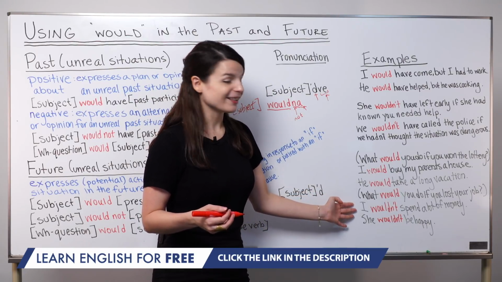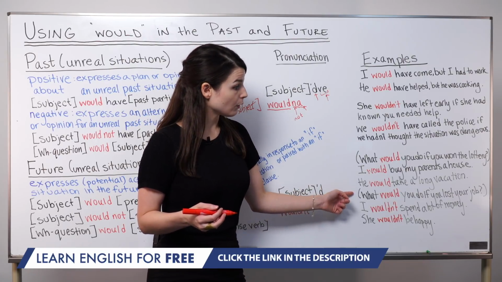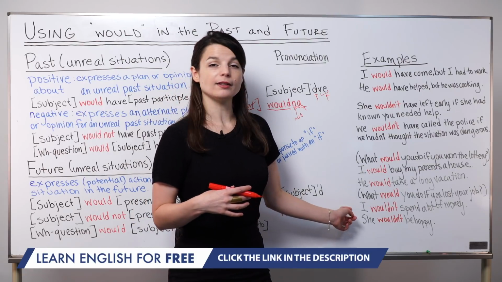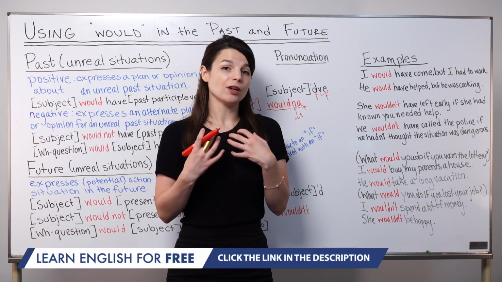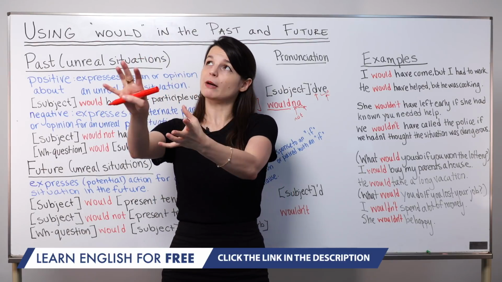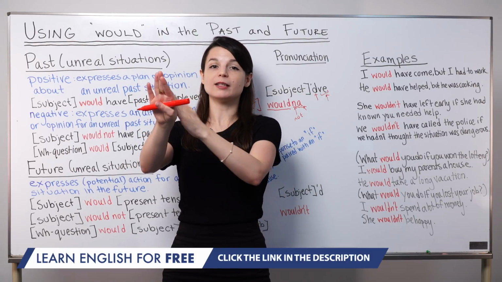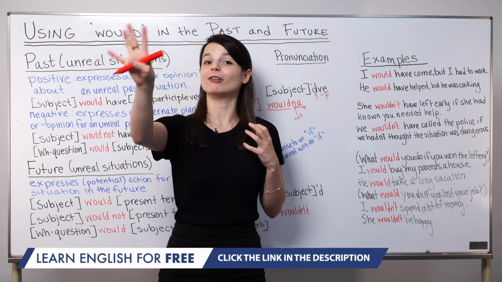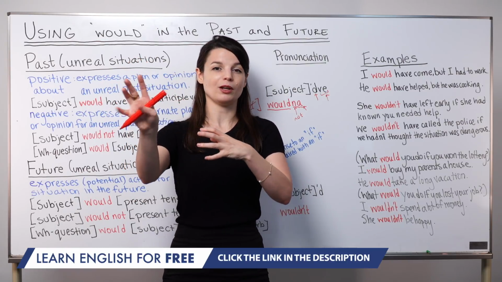These answers use the negative form though. What would you do if you lost your job? The speaker says, I wouldn't spend a lot of money. So the speaker's saying, if I lost my job in the future, it's not a real situation. If it happened, my future action would be to not spend a lot of money. I would not spend a lot of money in that situation, which is unreal right now. But if it happened, that's what I would do. We use would to talk about that possible situation.